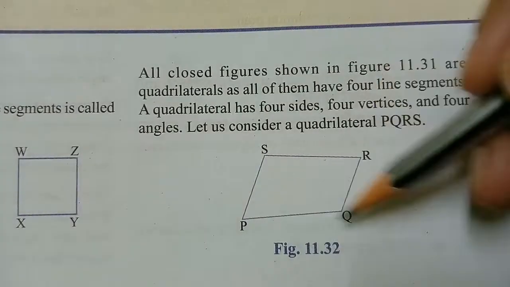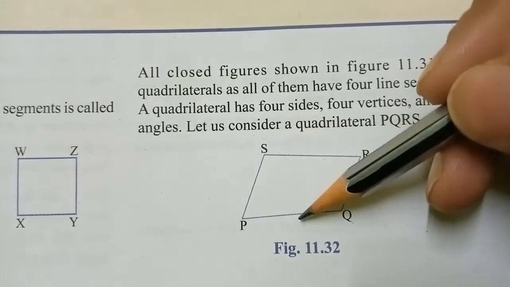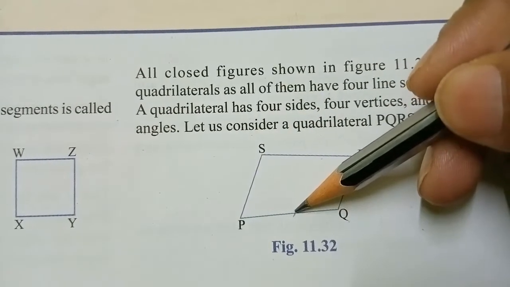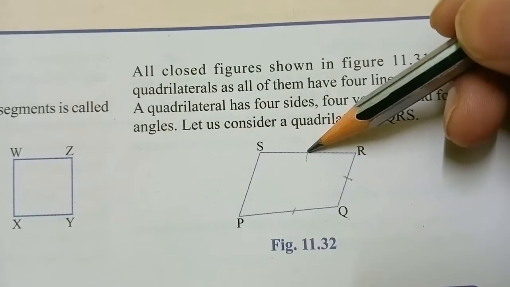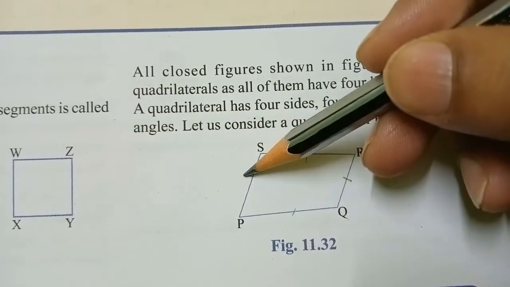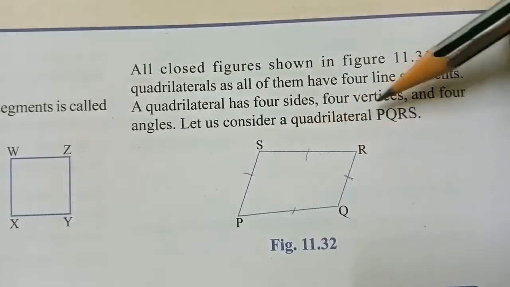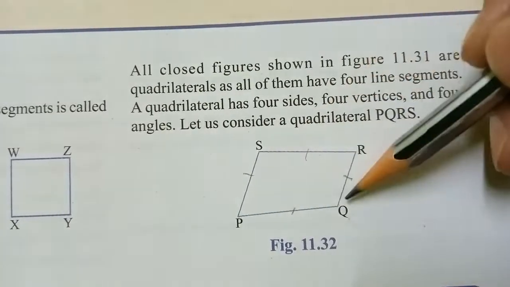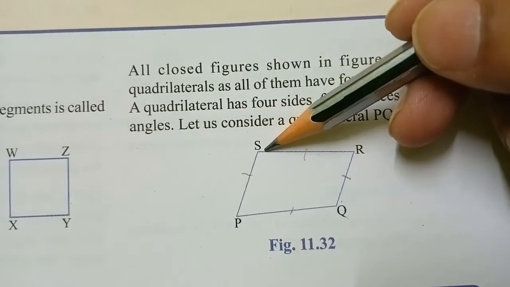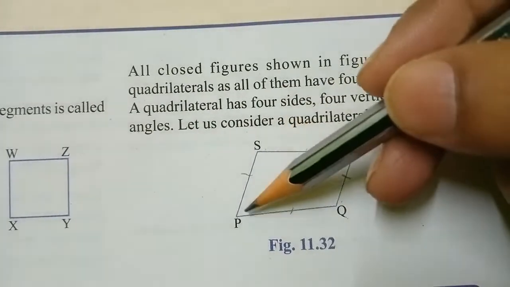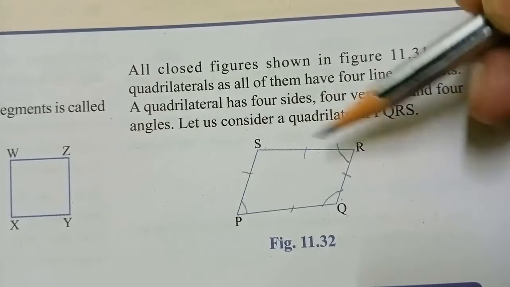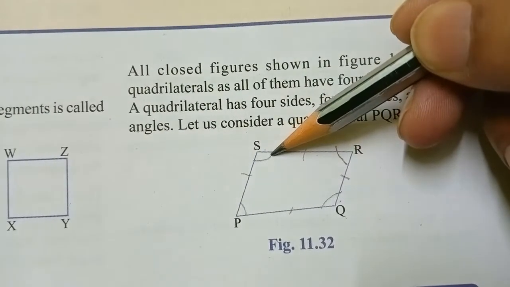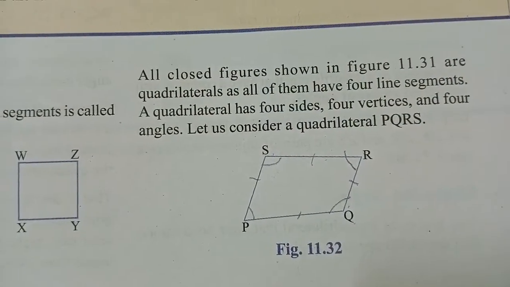So this PQRS, this is a quadrilateral. So first is PQ, first side, second QR, second side, third is RS, and fourth is PS. So there are four sides, then four vertices, that means P, Q, R, S, four corners, and four angles, that means angle P, angle Q, angle R, and angle S. Okay, so this is the concept of quadrilateral.